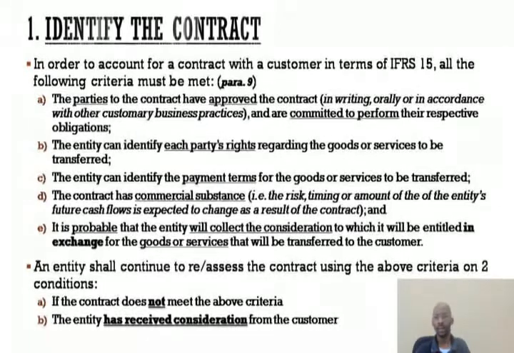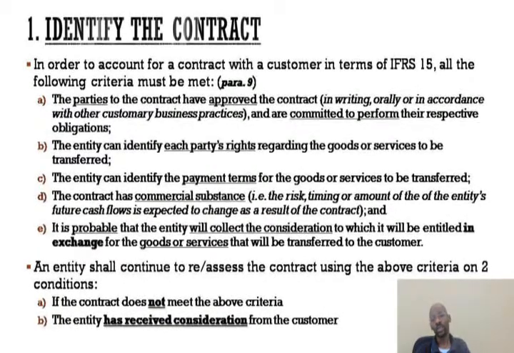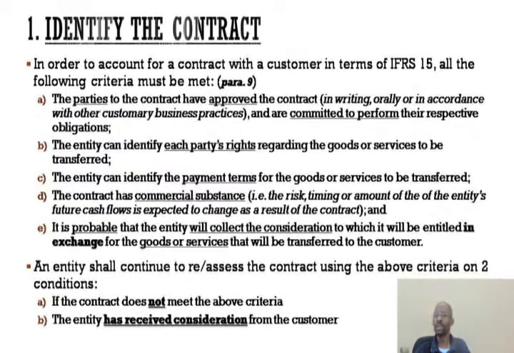Identifying contracts with a customer. There are 5 criteria which need to be met. All of them need to be tested. In terms of IFRS 15, for a contract to qualify, number 1, the parties to the contract have to approve the contract. This could be in writing, or this could be as a normal business practice. If it's not explicit, it will be implied.